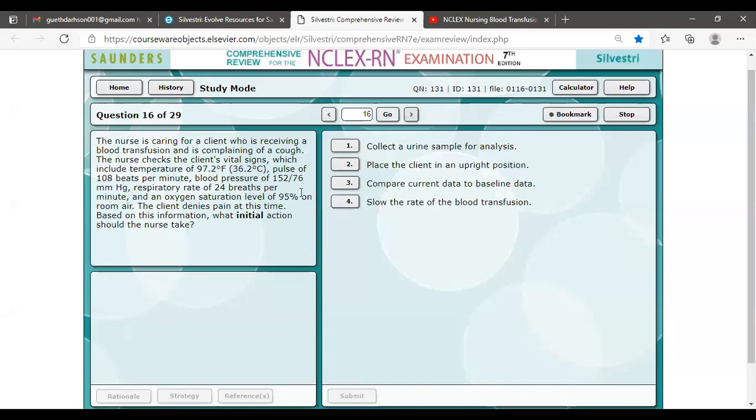Then compare and contrast what fluctuates. Is it too much or okay? If it fluctuates too much, definitely the patient is not stable. So number one does not make any sense.